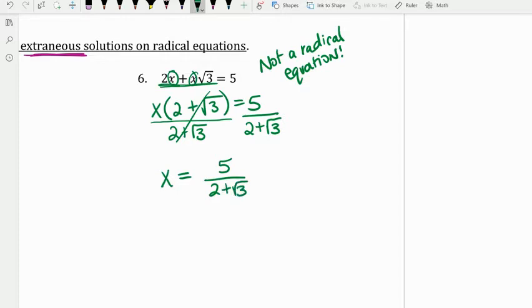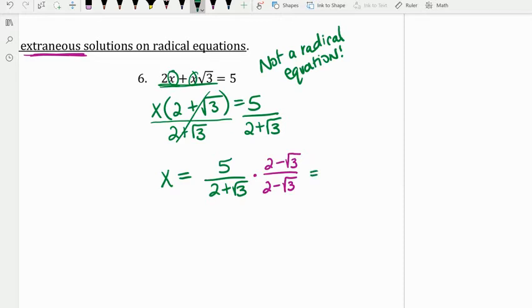Except I can't leave my answer like that. I don't want to leave a radical in the bottom because it's a binomial, meaning something plus something. I can't just multiply by radical 3. I have to multiply by the conjugate to rationalize this. So remember, the conjugate is the exact same thing, the 2 and radical 3, but I'm going to change the sign in the middle. So I want to multiply by 2 minus radical 3 on both the top and the bottom. And then I'm going to multiply that all out.